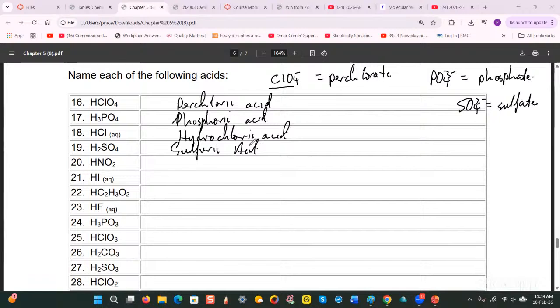Okay, and then number 20, HNO2. What would be the formula you look for in the table? NO2 minus, and what's the name of that ion? Nitrite. Okay, so what would be the name of this acid? Nitrous acid, exactly. Okay, so again, I'm going to leave the rest for you to do on your own.